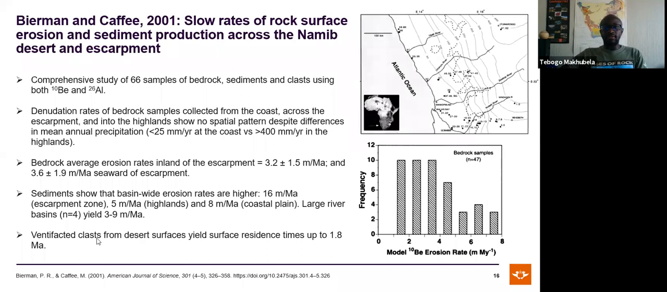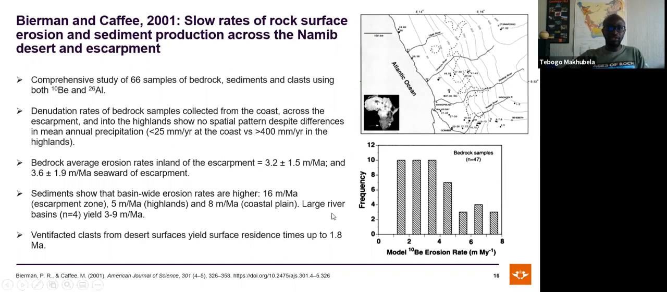Right, and the ventilated clasts in the Namib Desert. So these are clasts that have been polished by wind erosion in the desert. They found that they yield surface residence times up to 1.8 million years in this area. And I'll come back to what all this means as I give the concluding results.